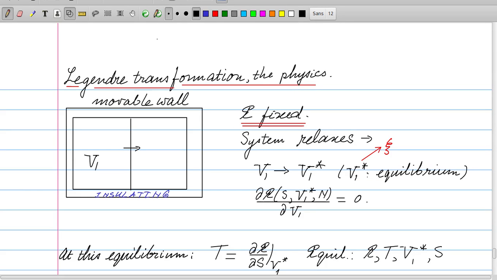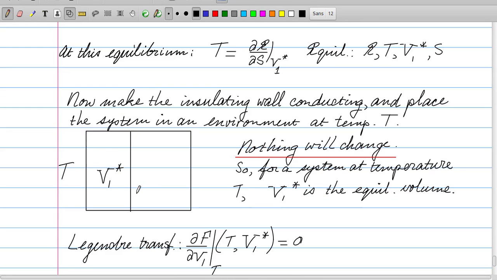Note that in this system we have fixed the total energy because we had an insulating wall. But once we have let the system reach equilibrium, then we can calculate the temperature inside the system. And now we can ask ourselves, what would happen if we make the walls no longer insulating, but conducting, and we put the system in an environment which has the same temperature as the system itself? Well, then we anticipate that nothing will change. So this is that new situation. We have now made the insulating wall conducting, and we have placed the system in an environment with the same temperature T as we reached before, after having the system come to equilibrium. And so of course nothing will change, and so we are still in equilibrium.